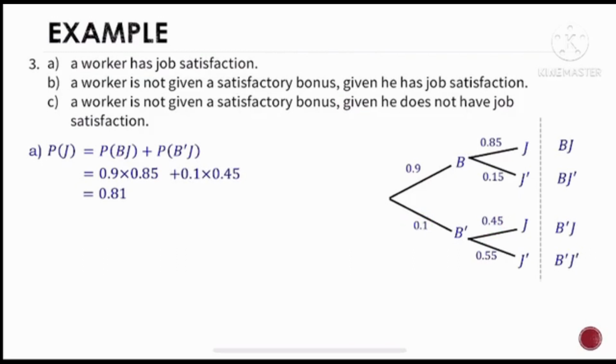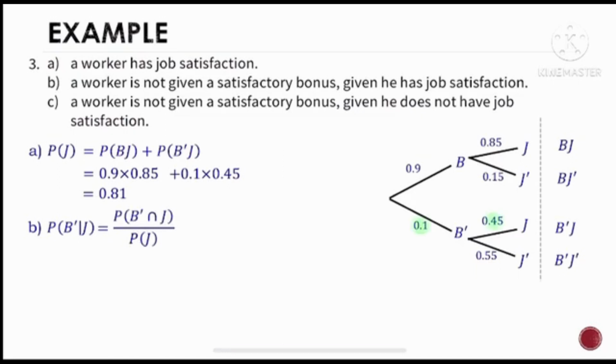Question 3b is the probability that a worker is not given a satisfactory bonus given he has job satisfaction. This is conditional probability P(B'|J). It equals P(B' ∩ J) divided by P(J).